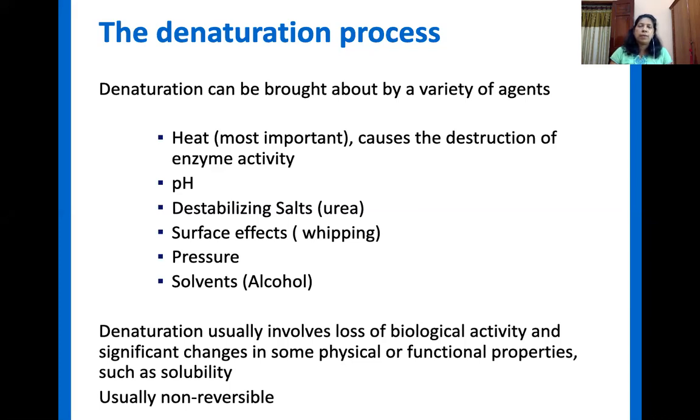The other one is solvents such as alcohol. I mentioned that bacteria also contain protein, so once the protein is denatured, we can kill the bacteria with solvents like alcohol, right? Denaturation usually involves loss of biological activity and significant changes in some physical and functional properties, such as solubility, and usually this is non-reversible.